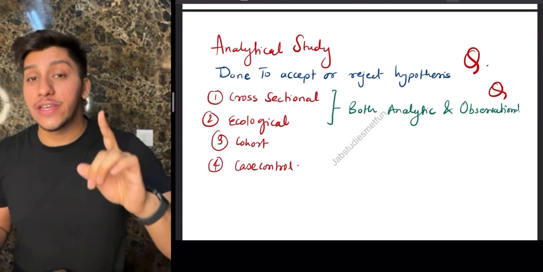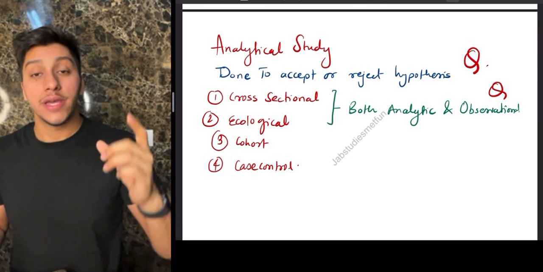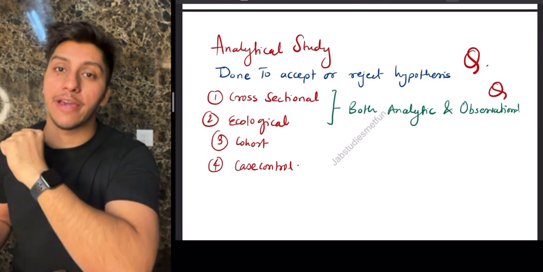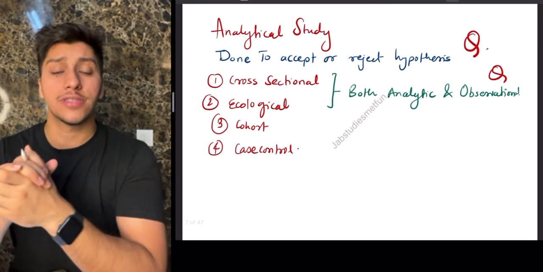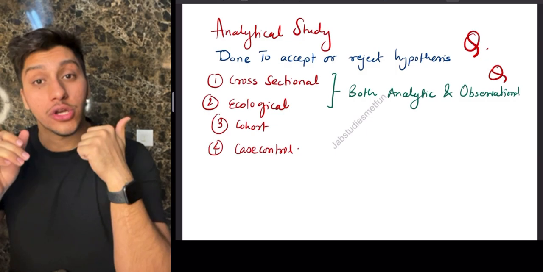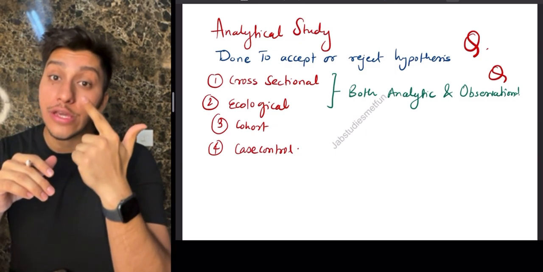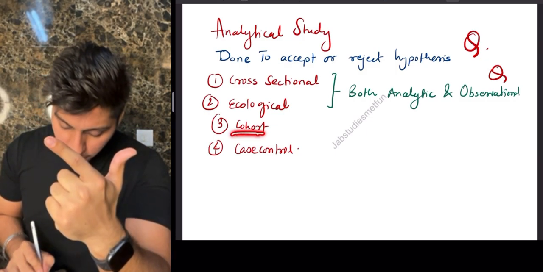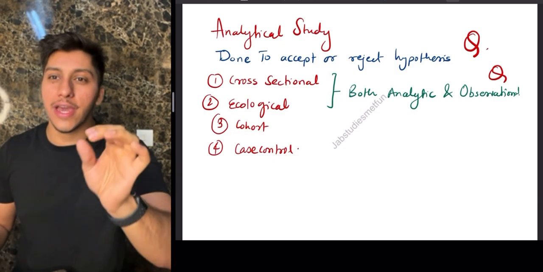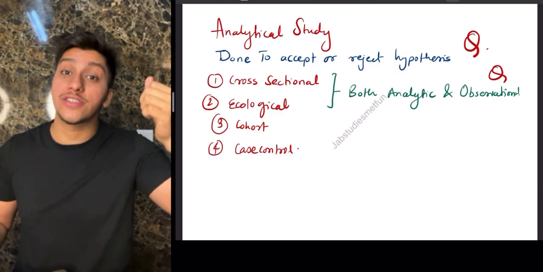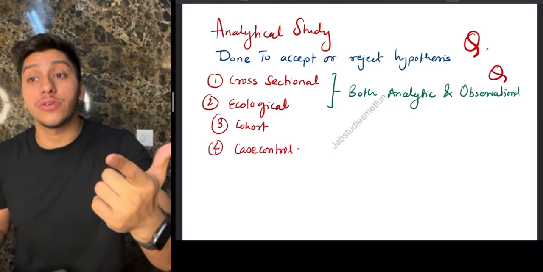So analytical study is to test the hypothesis. Descriptive study was to generate a hypothesis, right? So analytical study is done to accept or reject a hypothesis. Again, you have 4 types. One is your cross-sectional, ecological, cohort, and case control. So you notice one thing, cross-sectional study and ecological study are in both. It is also in descriptive and it is also in analytical.